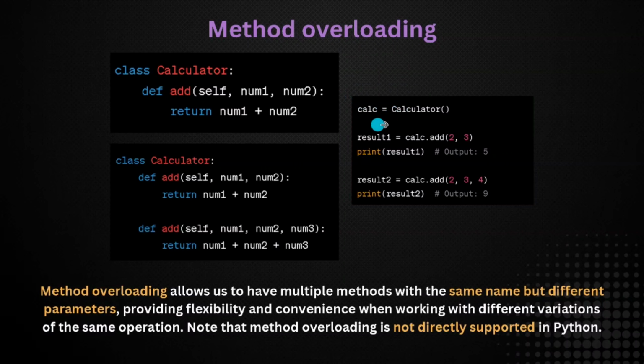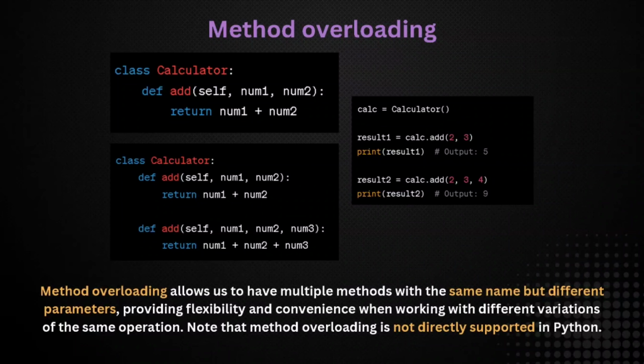So when I'm creating an object of the Calculator class, for the first time, I'm calling the add method but passing only two arguments. It is giving me an output 5. And the second time, I'm calling the same method add and passing the three parameters. And again, I'm getting the correct output. I'm getting no error. Why? Because I have declared the same method add with different parameters. So Python automatically maps to what method we are calling.